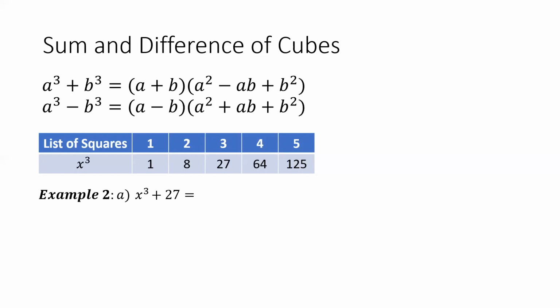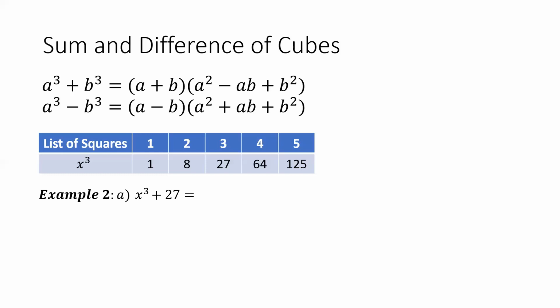First thing, can I use sum or difference of cubes? Are both of my terms something that's cubed? Well, x cubed is x cubed, as weird as that is to say, or x times x times x is x cubed. So my first term is something cubed, x. And now my second term, looking at my chart, I see, oh, okay, 27 is 3 cubed. And so both of those are cubed. I have 2 terms. That means I meet the requirements of sum and difference of cubes.